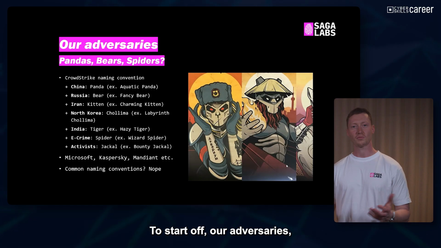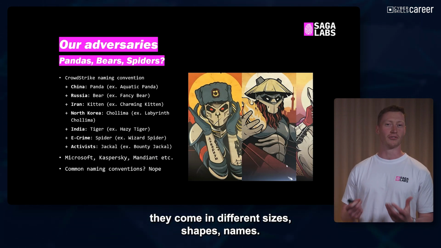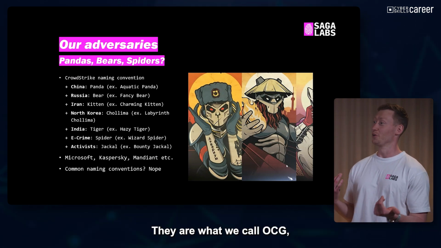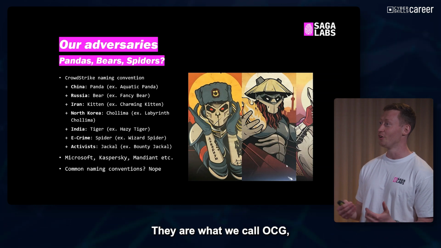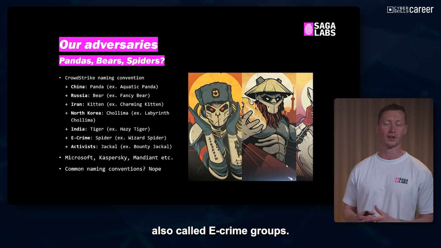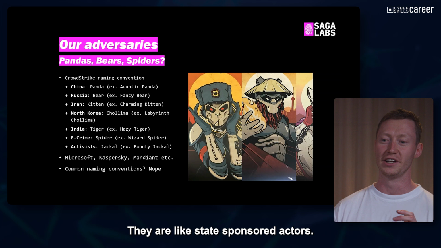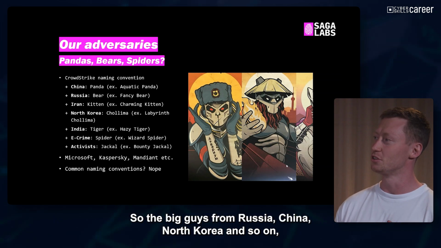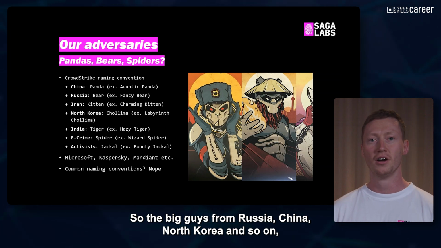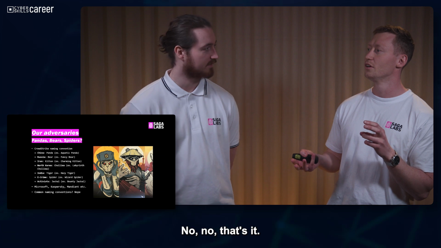Great. To start off, our adversaries come in different sizes, shapes, and names. There are what we call OCGs, organized crime groups, also called e-crime groups. There are APTs, advanced persistent threats. They are state-sponsored actors, so the big guys from Russia, China, North Korea, and so on.